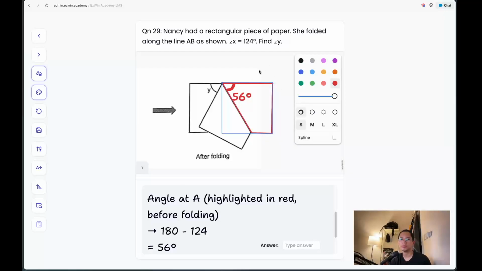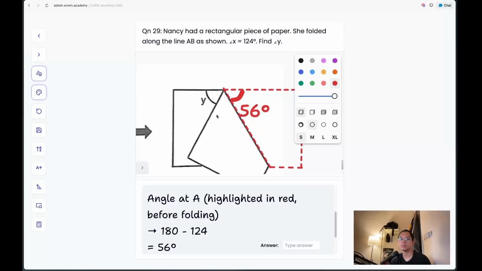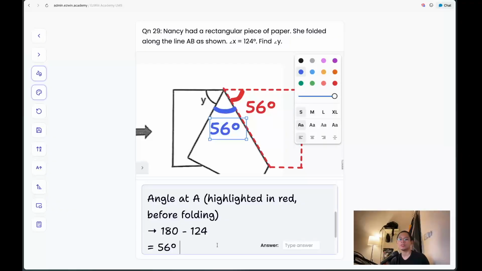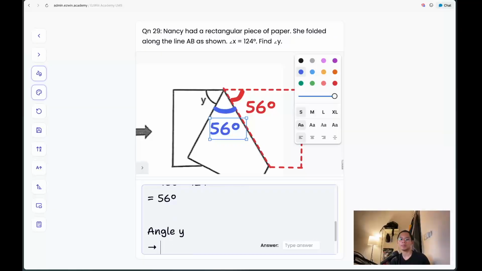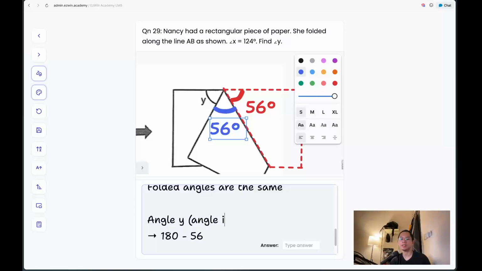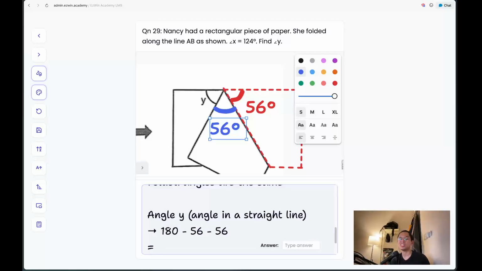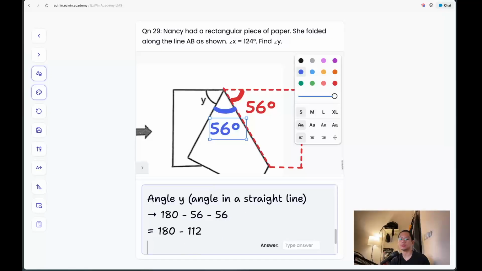Okay, so folded, remember, folded angles are the same. So this is 56. That means this part over here is also 56 degrees. So for angle Y, it is an angle in a straight line, basically 180 minus 56 minus 56, so 56 times 2. In this case it is 180 minus 112, which gives us 68. Okay, there you go, 68 degrees.